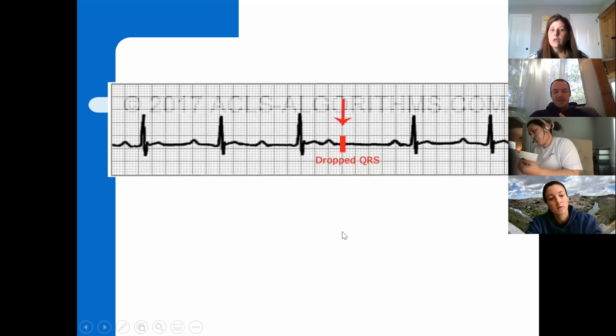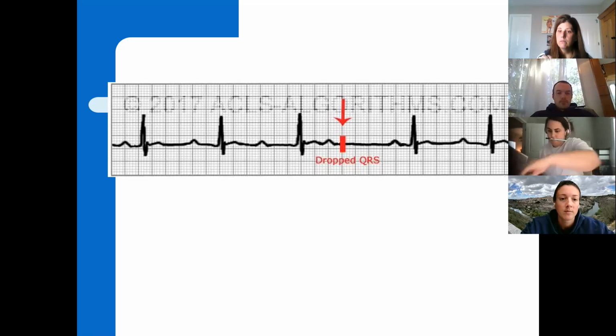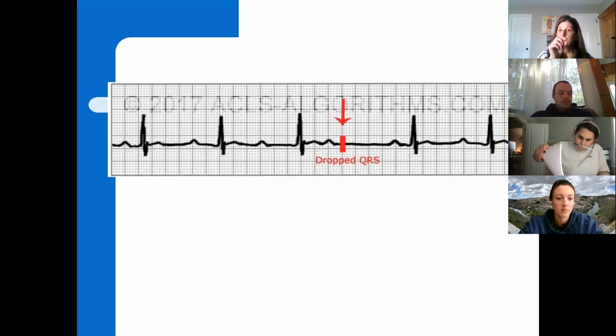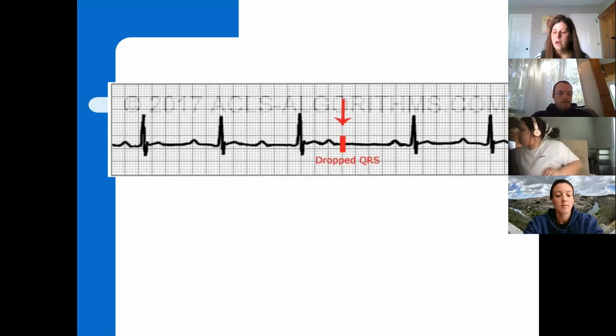Okay? So just to recap, in first degree heart block, we have an elongated PR interval. The PR interval is long. In second degree type 1, the PR interval gets longer each cycle until it drops off. Okay? So that's the two that we've covered so far. Now we're going to look at second degree type 2. This is more serious than second degree type 1.